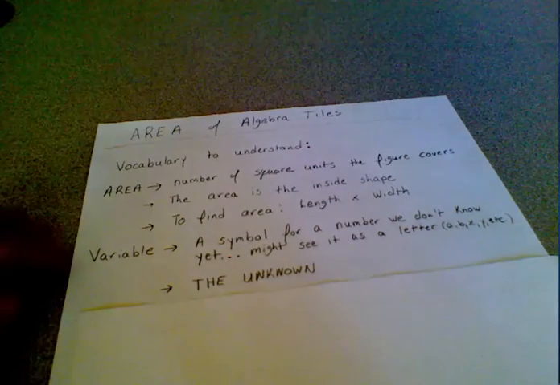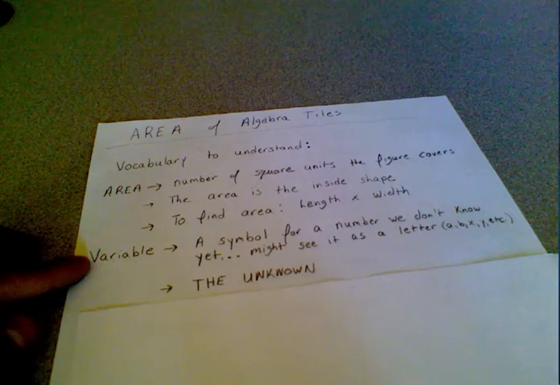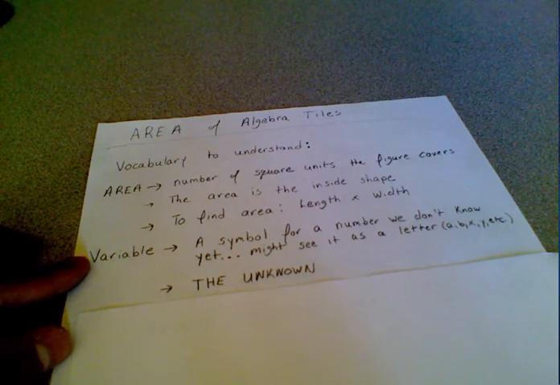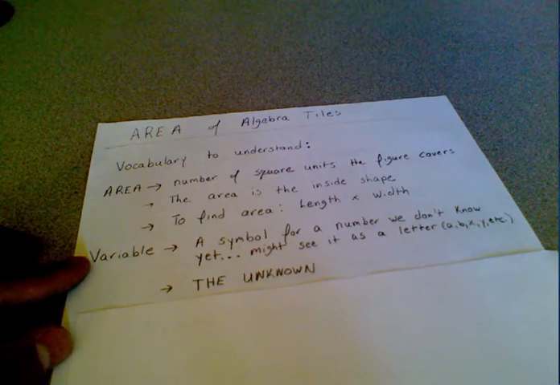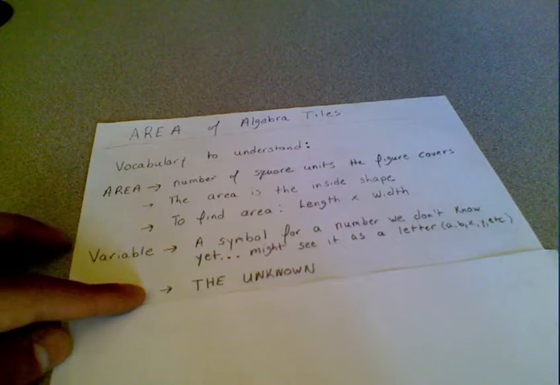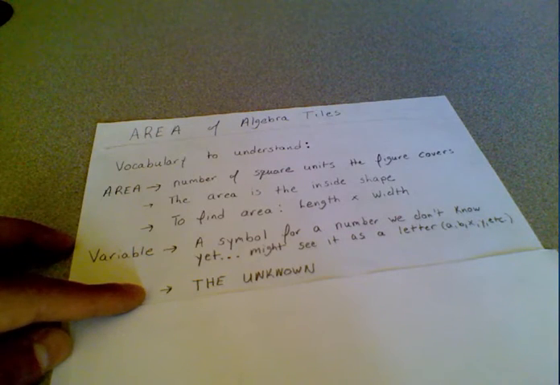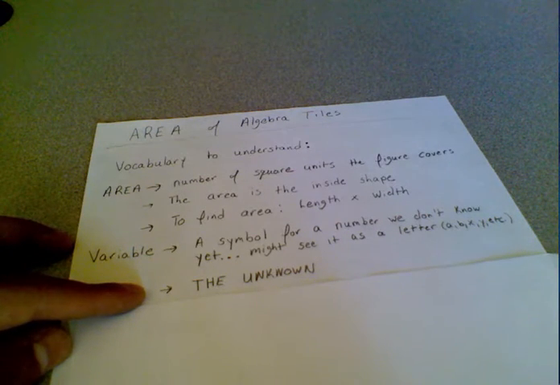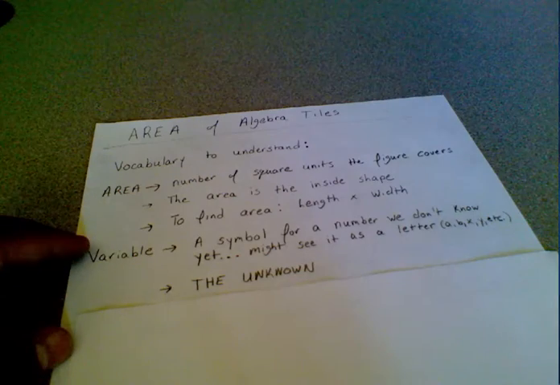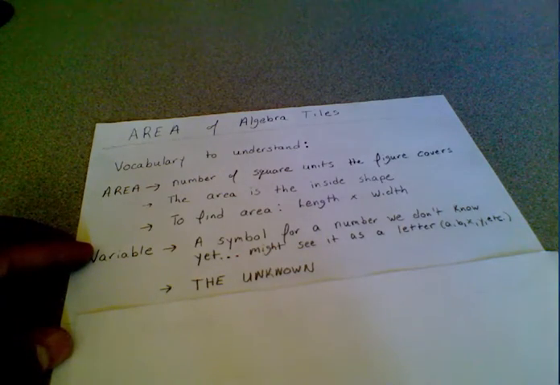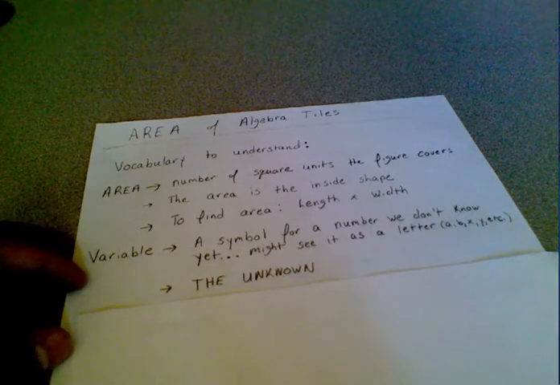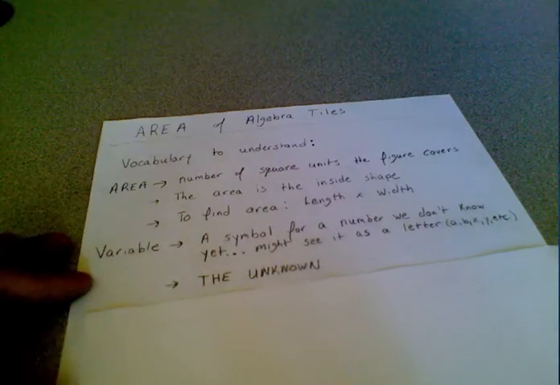The next term that we have is variable. A variable is just a symbol for a number we don't know yet. The unknown, as you might see it right here. That might be easier for you to understand. Again, you're going to see a variable as a letter here, more than likely. A, B, X, Y, etc. It can be any letter. We just don't know what it is.